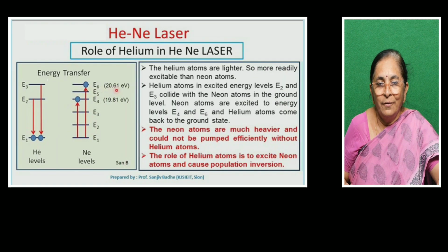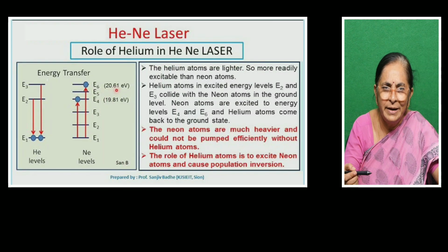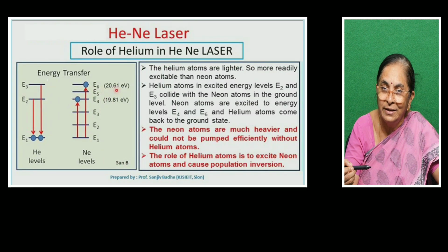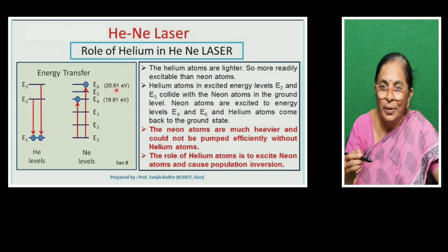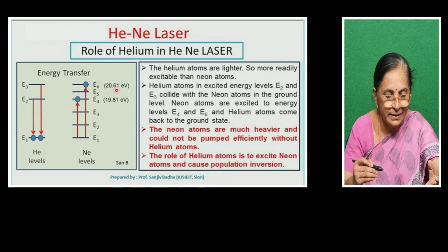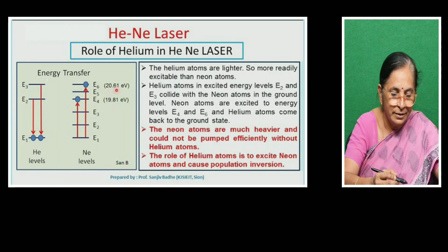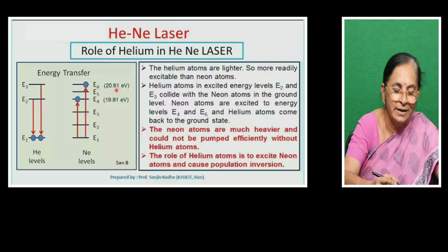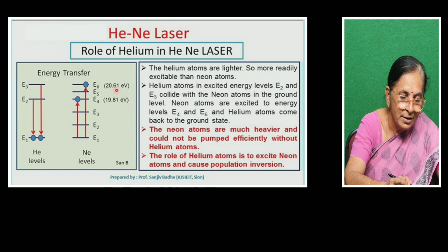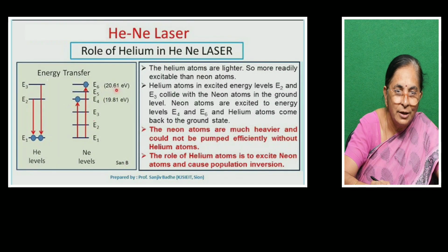Now, what is the role of helium in the helium-neon laser? Helium atoms are, as I just explained, very light compared to the neon atoms. So, when the electrical discharge takes place between the electrodes in the laser tube, the helium atoms are first excited, and when they return to the ground state, they make the neon atoms go to the higher energy level. You can see here, when the excited helium atoms come back to the ground state, they make the neon atoms go to the higher energy level.